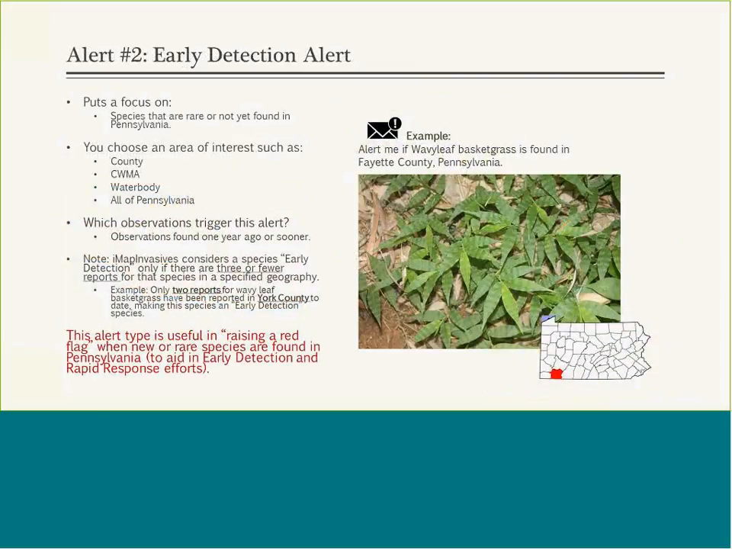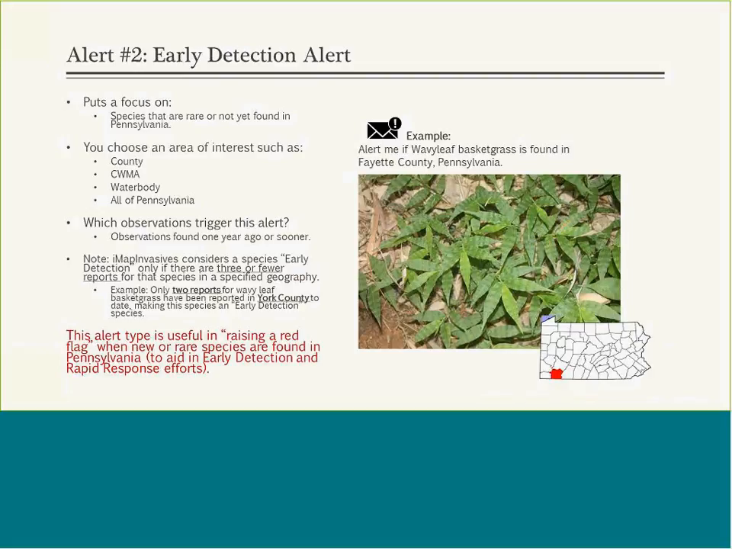So that's the continual alert. The second type of alert is a detection alert. This is going to put a focus on species that are rare or not found yet in Pennsylvania. Just like the continual alert, you're going to choose an area of interest, such as a county, a cooperative weed management area, a water body, or all of Pennsylvania. Like the continual alert, this also is going to trigger on observations that are a year old or less. So, a quick note: iMap considers a species an early detection species if there are 3 or fewer reports for that species in a specified geography.